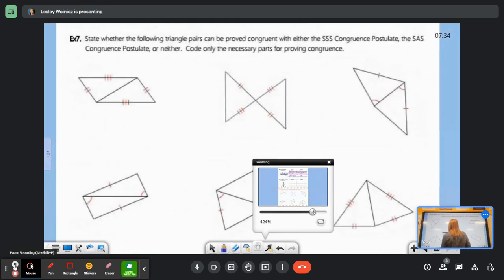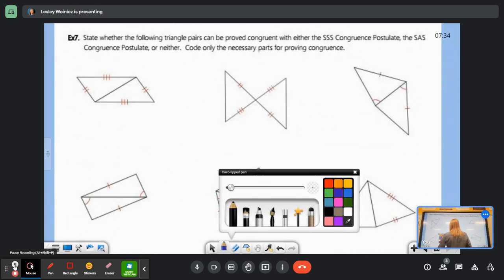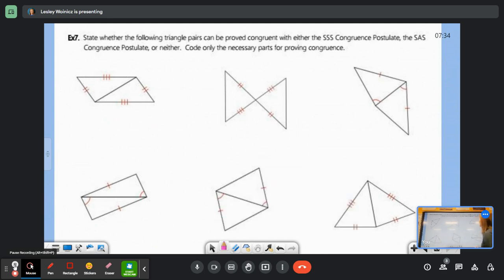So for example 7, we have to state whether the triangle pairs can be proved congruent with either the side angle side congruence postulate or the side side side congruence postulate, SSS or SAS, or neither. We have to code the necessary parts, only the necessary parts for proving congruence.